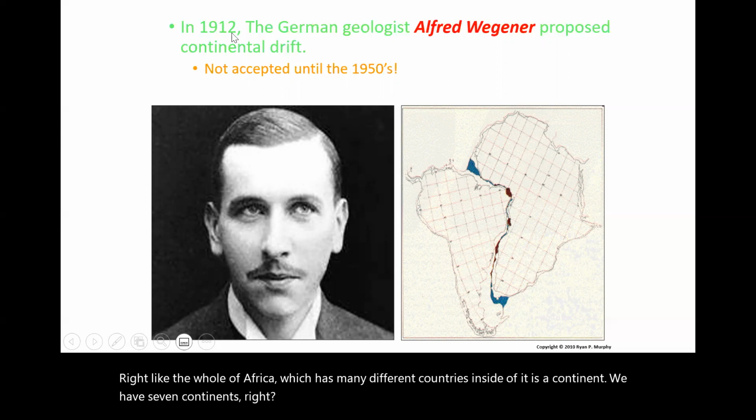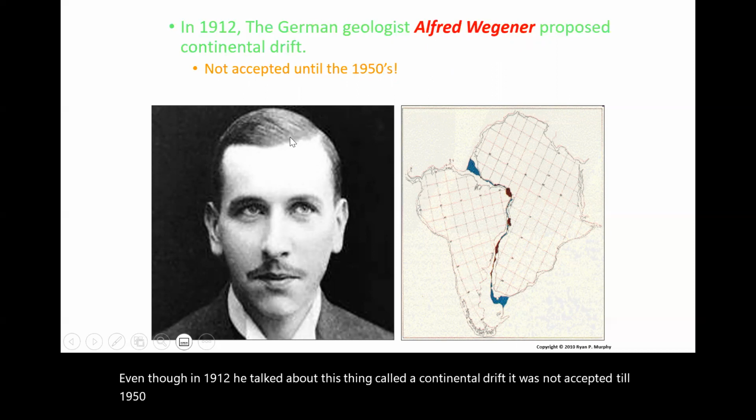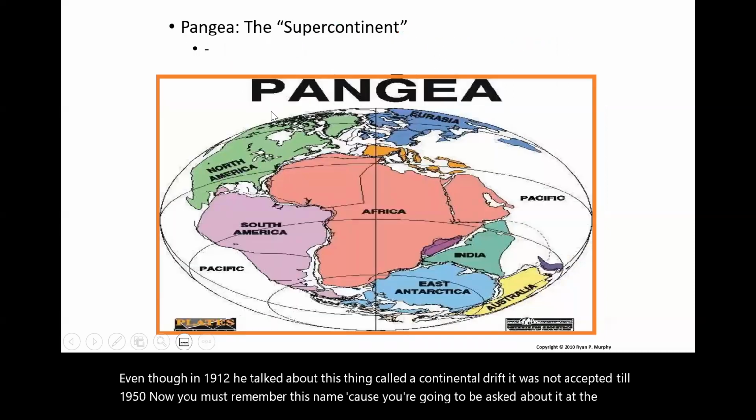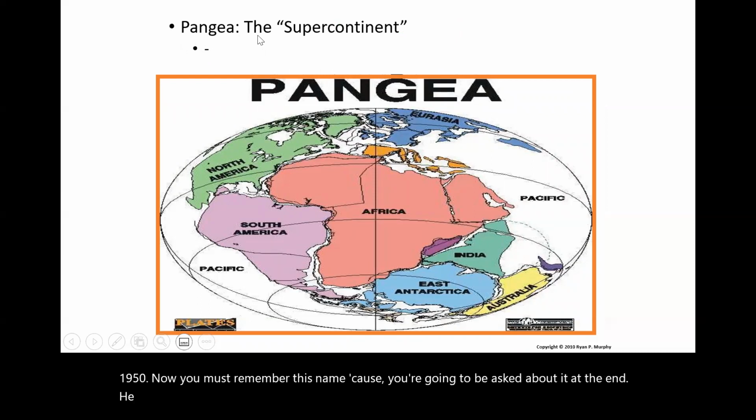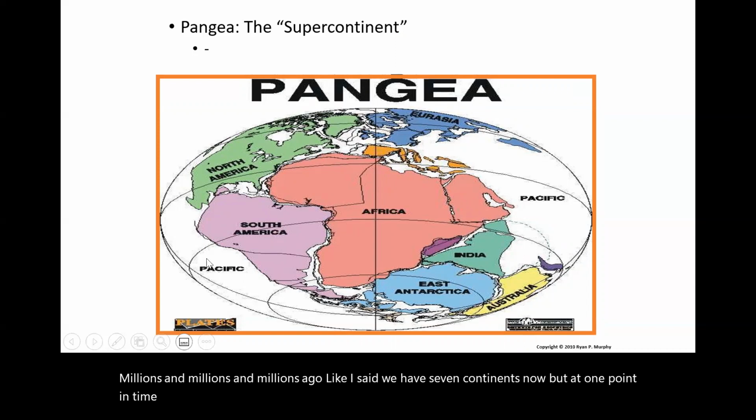Even though in 1912 he talked about this thing called continental drift, it was not accepted till 1950. Now you must remember this name because you're going to be asked about it at the end. He talked about Pangea, a supercontinent. Basically, as you see, all these continents joined up together millions and millions of years ago. Like I said, we have 7 continents now, but at one point in time, scientists speculate that there was one big continent.